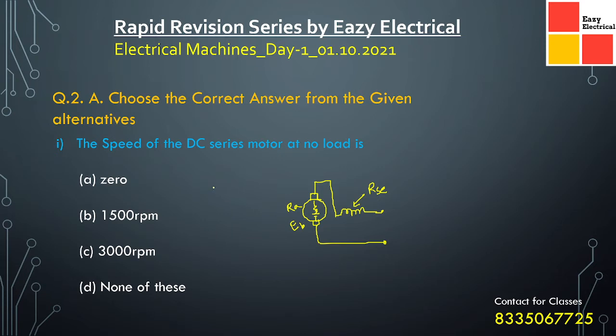Now if a DC series motor is connected at no load, it will act as a short circuit. How? Because the series field will have very little resistance, and the armature resistance is also very small. Because of that, a high current will flow through this, and that high current will ultimately produce infinite speed, so none of the options are correct.